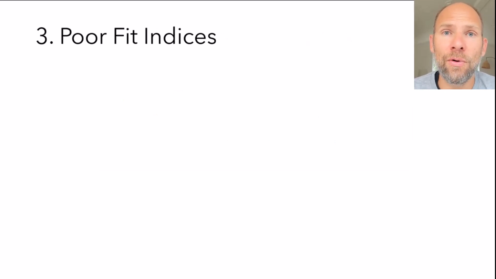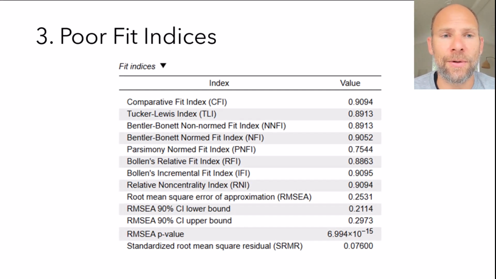Next are poor model fit indices. In addition to the chi-square, we can also look at other model fit indices, which is often done, especially when you have a large sample where the chi-square may be extremely powerful in detecting even minor model misspecifications. So then we typically also look at other fit indices. And so here are a few.